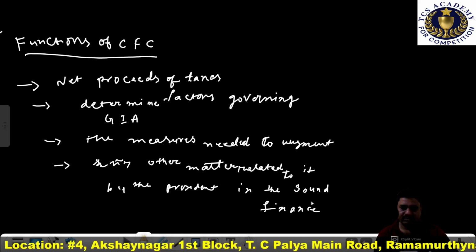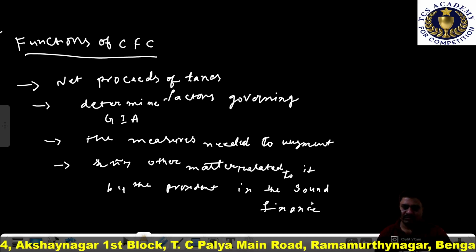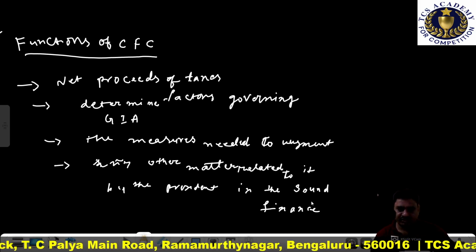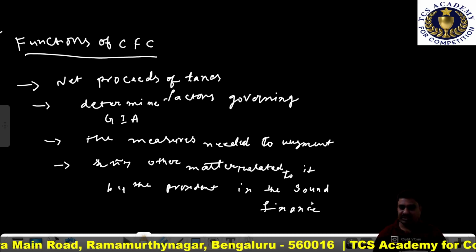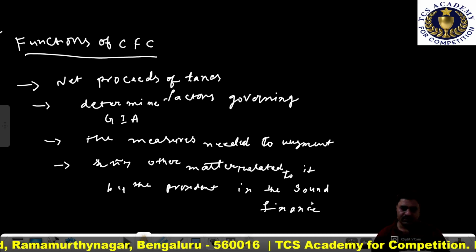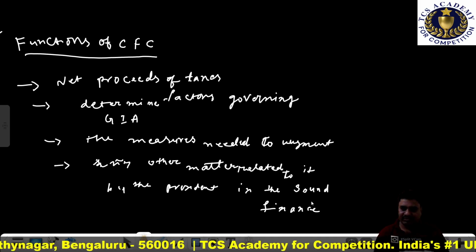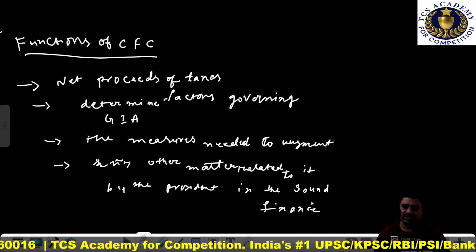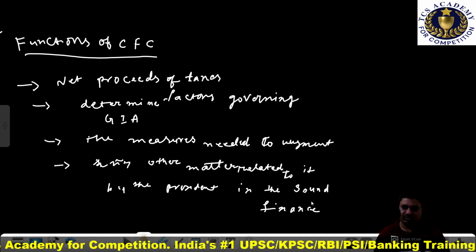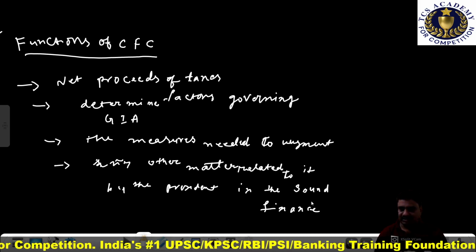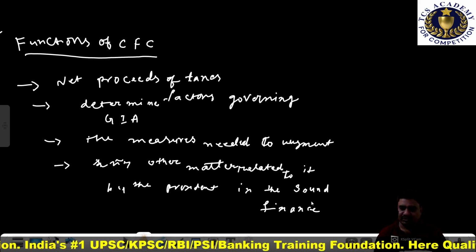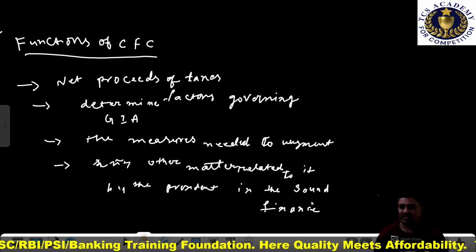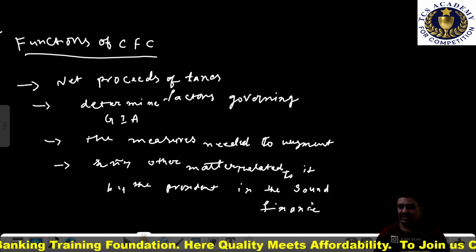So let's revise. The first important function of the Central Finance Commission is the distribution of net proceeds of taxes between the center and the states, to be divided as per their respective contribution to the taxes. As we know, corporate tax, income tax and excise duty are the taxes from which the central government raises funds, and that has to be distributed among all the states as per the recommendations given by the Finance Commission of India. Except two, cess and surcharges, which do not come under the divisible pool.